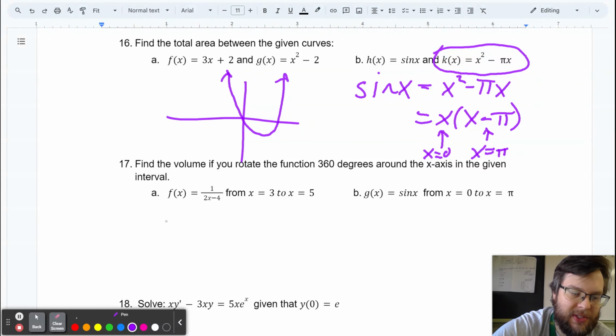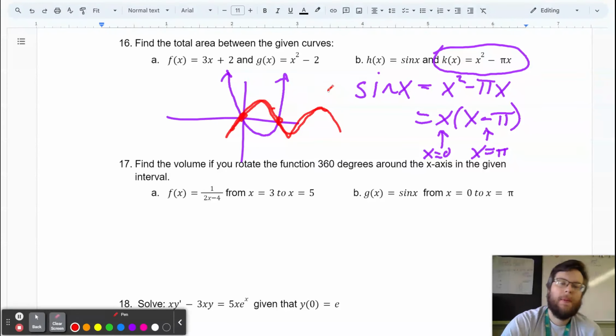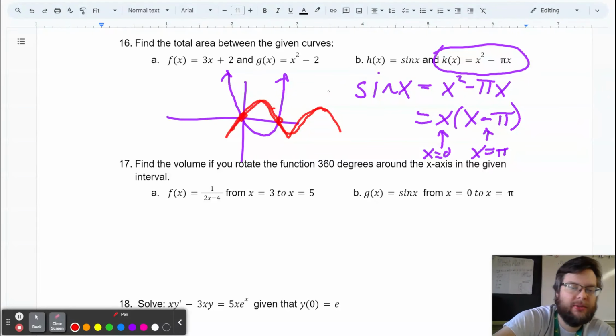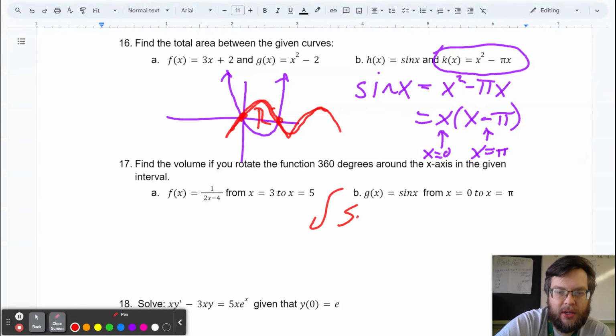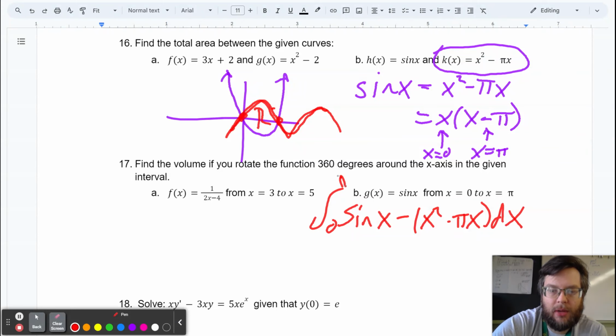And not coincidentally, because I wrote this problem, we know that sine of x also is 0 at 0 and is 0 at pi. And so we know sine of x goes like something like, ooh, that's a bad sign. Don't judge my sine of x. There you go. So if you're able to visualize the graph, or if you remember your unit circle, you can see that sine is on top in the interval that we care about. So for this region right here, we're going to do sine of x minus x squared minus pi x, and we're going to integrate from 0 up to pi.